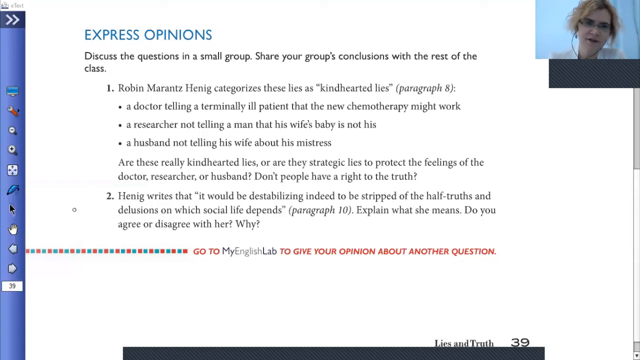Okay, Henrik writes that it would be destabilizing indeed to be stripped of half-truths and delusions on which social life depends. Paragraph 10. Explain what she means. Do you agree or disagree with her? Who can say something about this part? So she's basically saying that society is depending on half-truths. We're all having some kind of lies going on, and those lies are a delusion, but in a way they're protecting us. Do you agree with that?